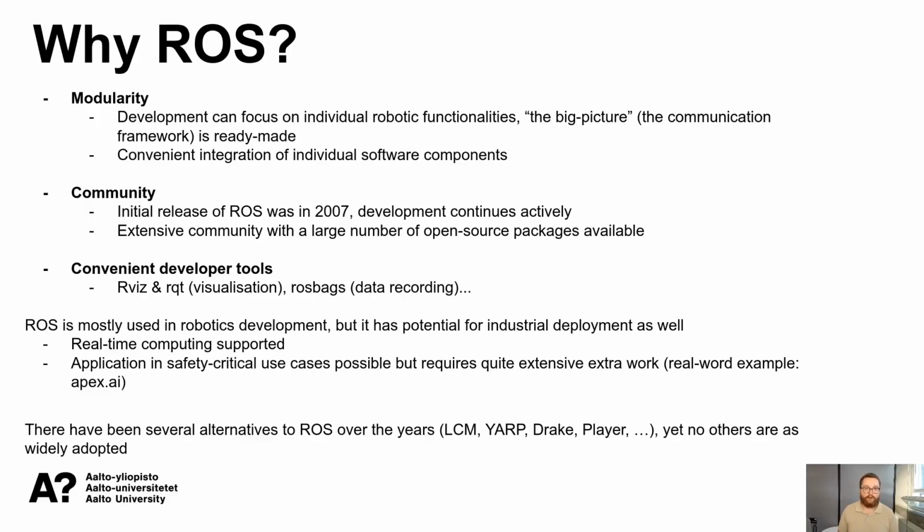Second point, community. ROS has been around for a very long time. ROS 1 was released in 2007, and development continues actively. So there is a very active community of developers working with ROS, and this has naturally led to the availability of a large number of open source packages. So when you're implementing your robot functionalities, you don't have to implement everything from scratch. There are vast libraries of open source solutions that you can implement on your robot or automated car.